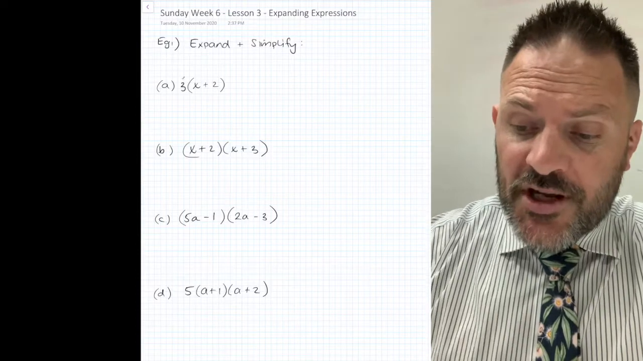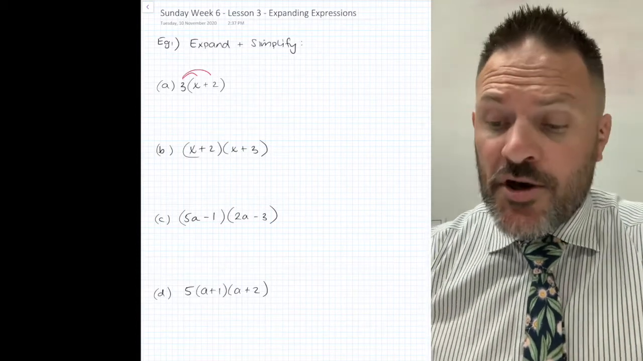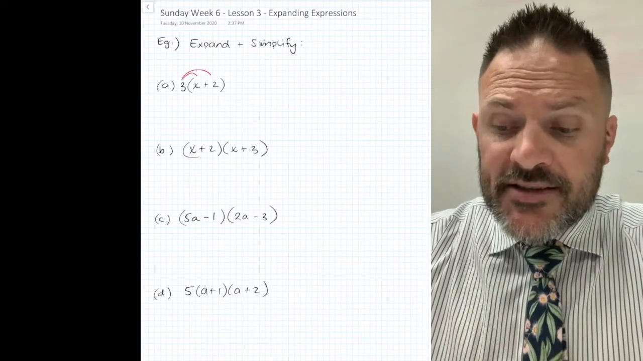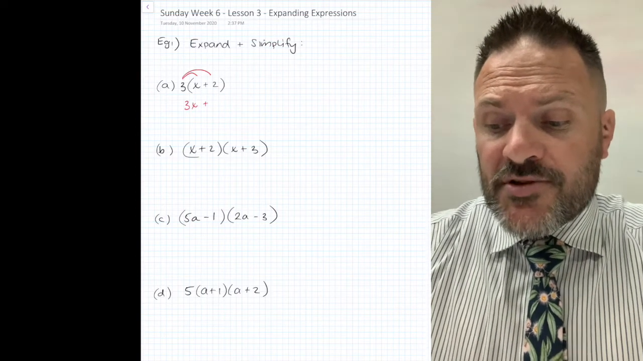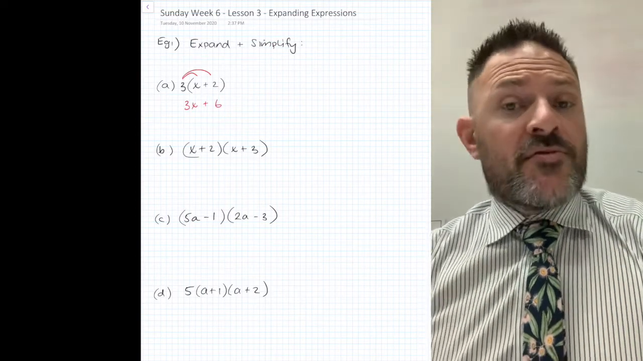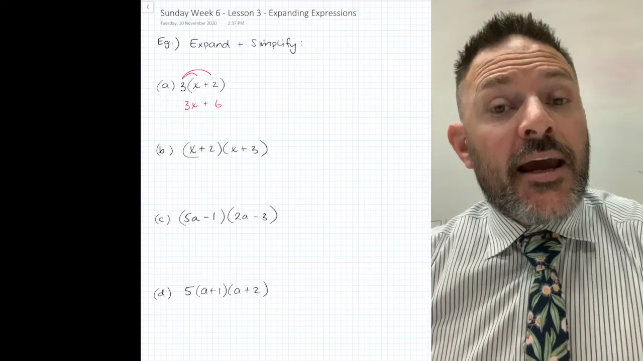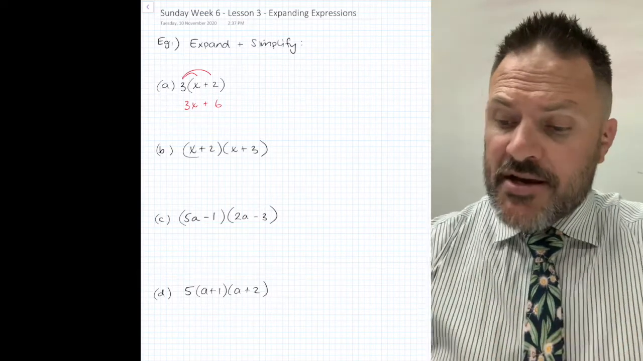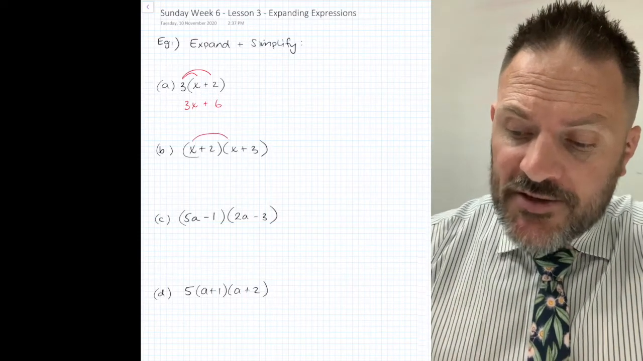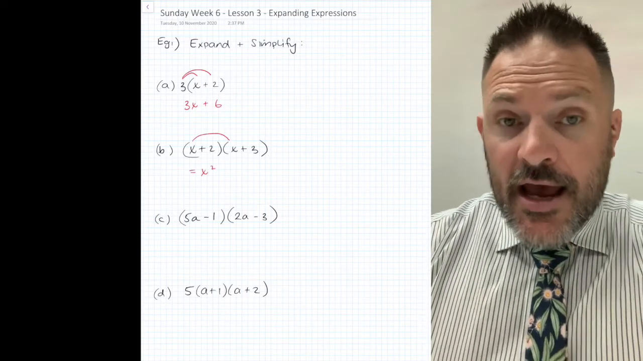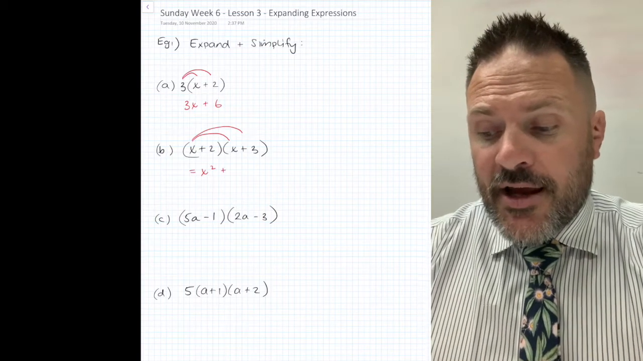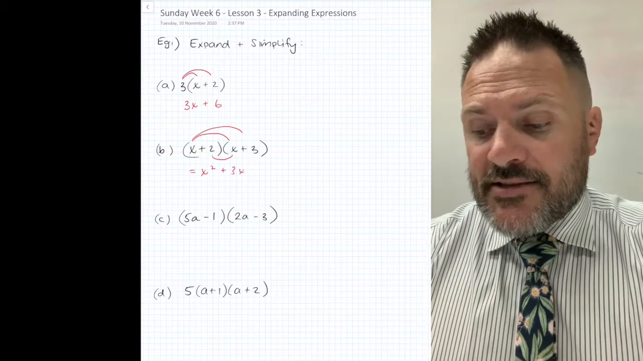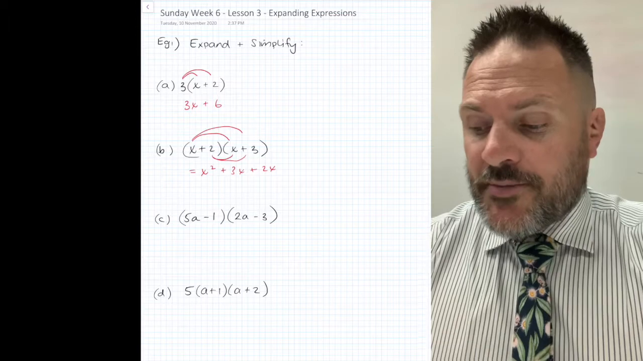Okay, the very first one, we're just expanding these terms. 3 times x is 3x and 3 times 2 is 6. The next couple of questions, of course, we're now doing binomial products, because there are two things being multiplied together. That's why we call them binomial products. So the first one, x times x is just x squared, and then x times 3 is 3x. 2 times x is 2x, and 2 times 3 makes 6.